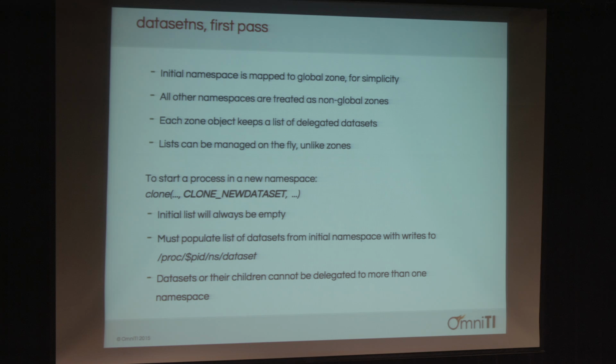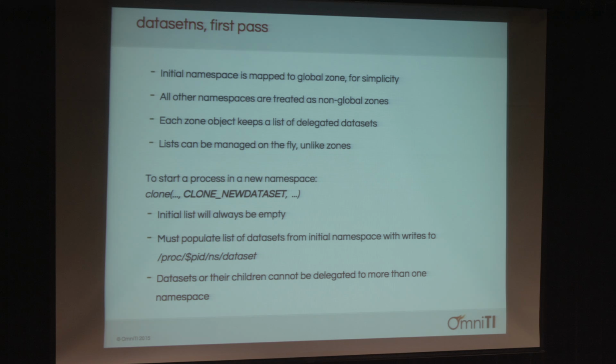When we try to do an operation on a pool, we check against the list basically and decide if we should permit that operation, and that also determines whether the datasets are visible or not.